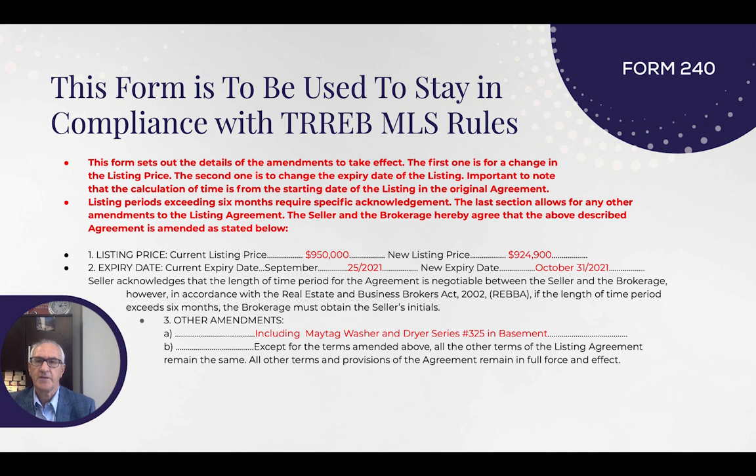But here's where I want to take you to here. Now here's a sample of what I've done. For example, I'll show you here a price change. Example, $950,000, new price change is now $924,900. Expiry date, well, we had originally on the 25th of September. Now we're going to extend it to October 31st, 2021. Or maybe we even want to add some remarks or add something to it. I've used an example of, included the Maytag washer and dryer that is now located in the basement.